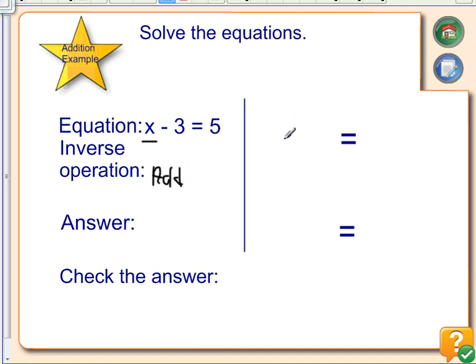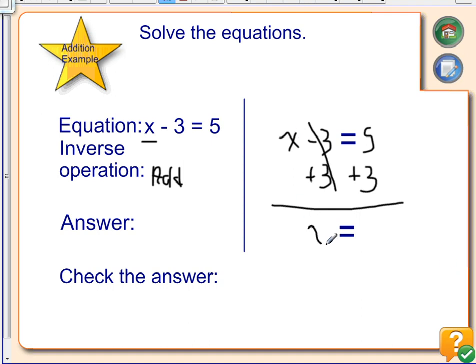So in this case, we have x minus 3 equals 5. The inverse operation, we would add 3. And since we added 3 to this side, we would add 3 to this side. Negative 3 plus 3 is 0, so it would go away. So all we have left on this side is x. And then 5 plus 3 is 8. So our answer would be 8.